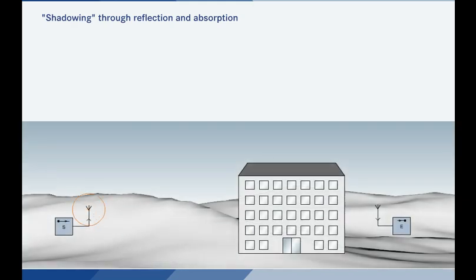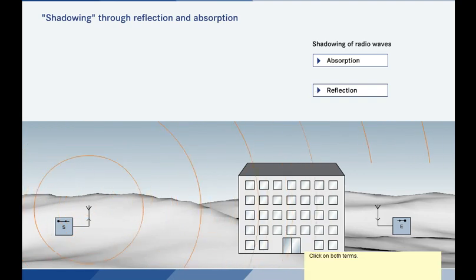The propagation of radio waves can be altered or impeded. Sometimes they cannot reach an area at all. This phenomenon is known as shadowing. These shadowing zones are created primarily by absorption or reflection. Click here to find out what these two terms mean.